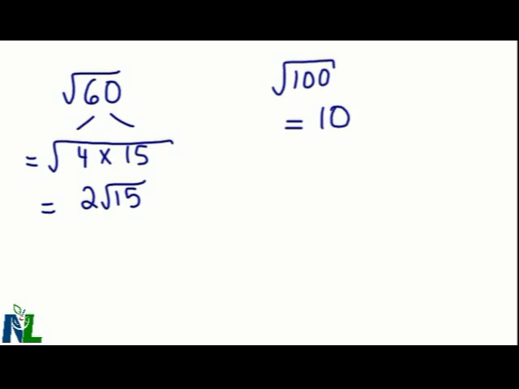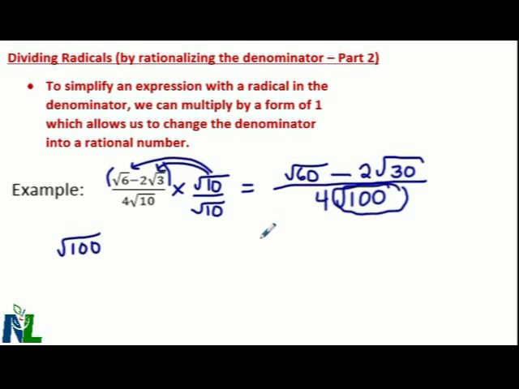So let's go back and replace our radicals with these. So right here, this is going to become 2 square root 15. Over here, the square root of 30 is in most simplified form, so that can't go any lower. 4 times 10 in the bottom is going to be 40.